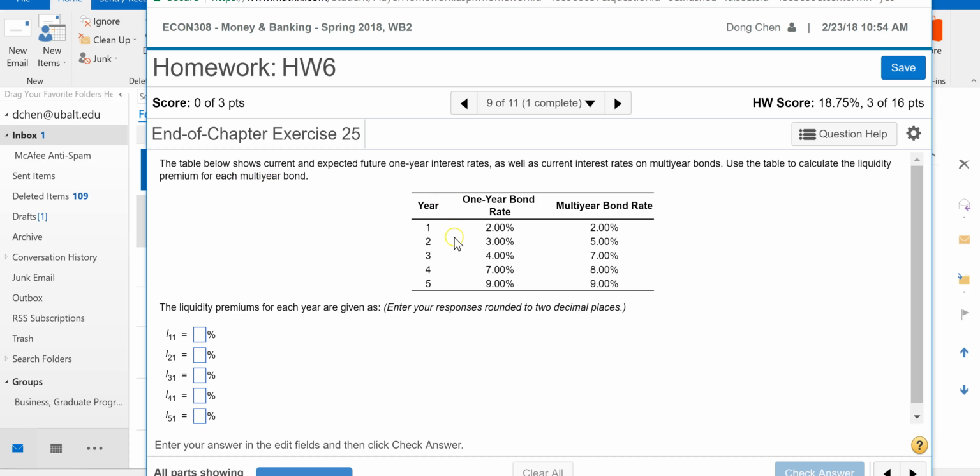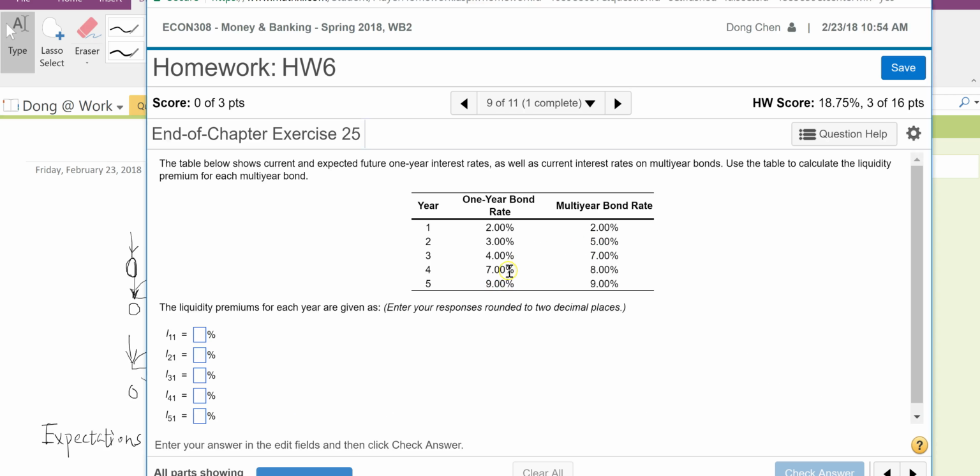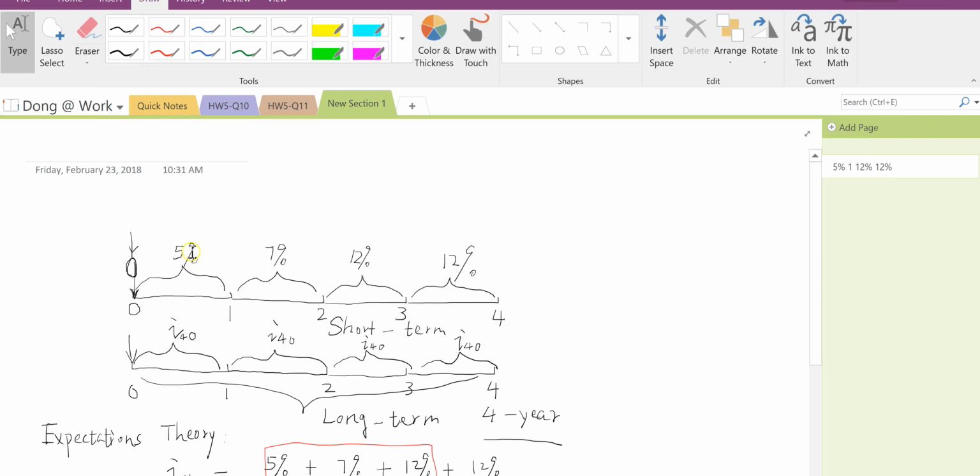So here you're provided with a table with the year number, and you have a 1-year bond rate. The meaning of that, you can check in my solution to question number 8. Let me just pull it out. You have a series of 1-year interest rates. Here you actually have 5 years. For the first year, the interest rate is 2%.